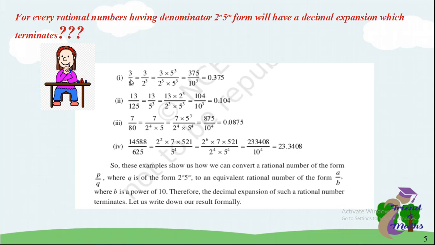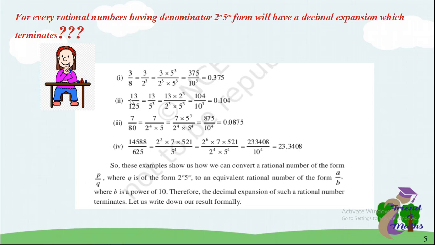That is, 3 by 8 can be written as 3 by 2 cube. Here 8 is written as a power of 2, and now in order to get a power of 10 in the denominator, we have to multiply this denominator by 5 cube. When multiplying the denominator by 5 cube, we have to multiply the same in the numerator, and we now get 375 divided by 10 cube, which can be written in decimal form as 0.375, the terminating decimal expansion of this rational number.